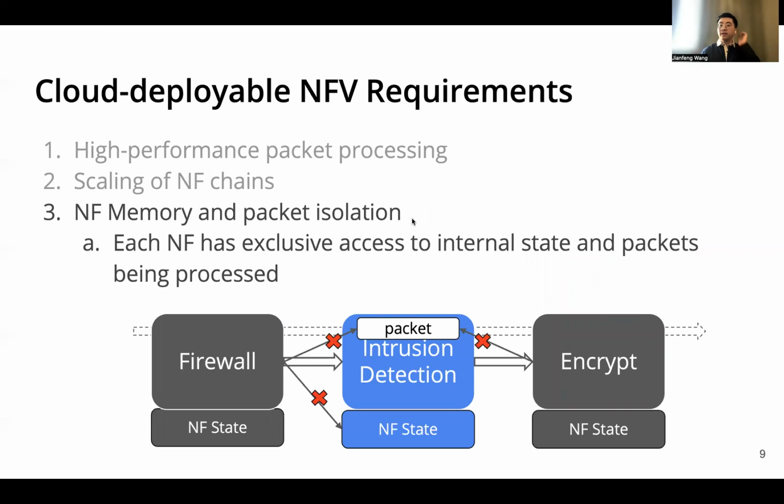Finally, the NFV system must be able to support many network function chains with many network functions in them. Some of them may be developed by third-party vendors. In this multi-tenant cloud environment, it is critical to achieve memory and packet isolation among network functions. It means that each network function should have exclusive access to its internal states and packets being processed by it.